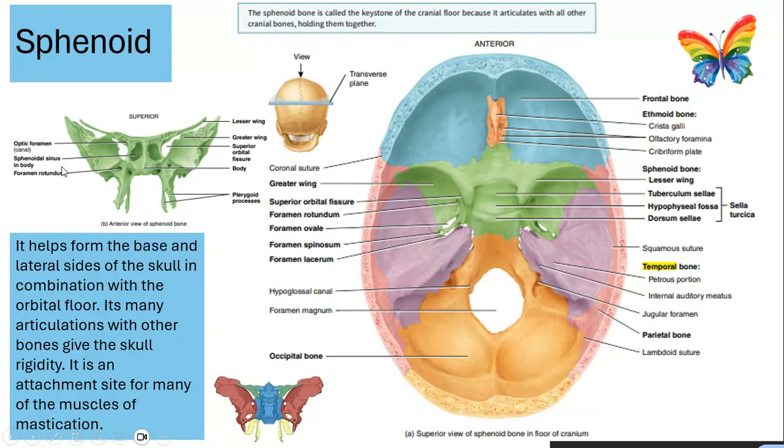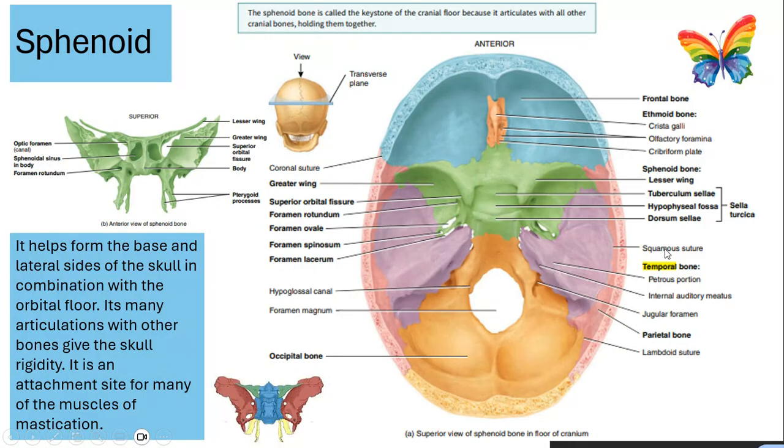Sphenoidal sinus in the body. So this is a sphenoidal sinus. This is the optic foramen or optic canal, right? It helps form the base and lateral sides of the skull in combination with the orbital floor. Its many articulations with other bones give the skull rigidity. It is an attachment site for many of the muscles of mastication. Mastication is a noun which means to chew.